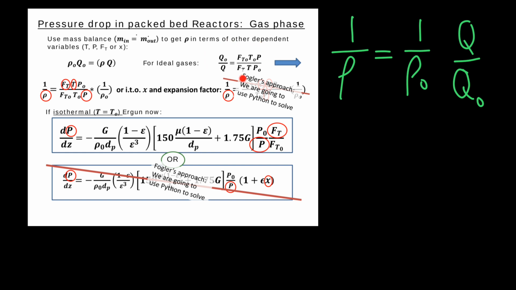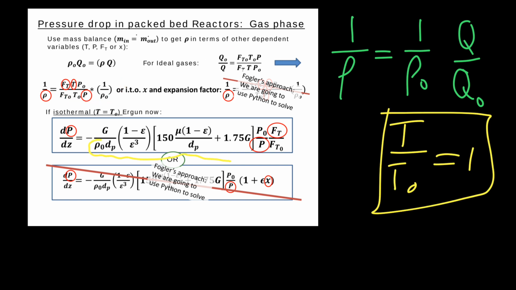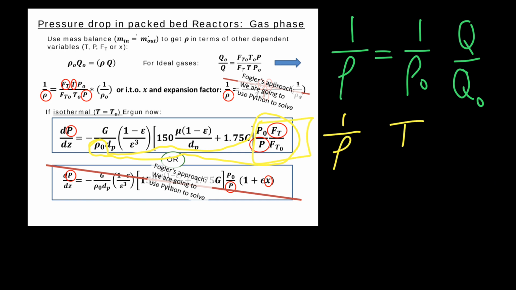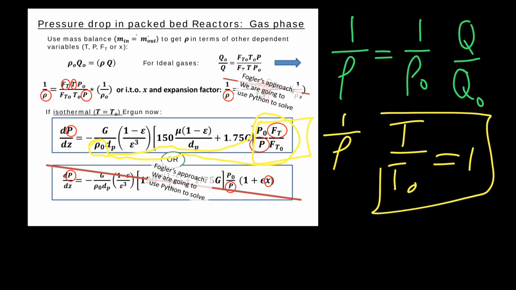So substitution leads me to this group of terms. So I can now substitute that. Let's just remind ourselves that this over here, that whole group of terms, is actually now 1 over my density. And what happened here is that I, for now, assumed that my temperature over T0, the inlet temperature, is equal to 1, because we are still going to assume isothermal reactor behavior just for now.